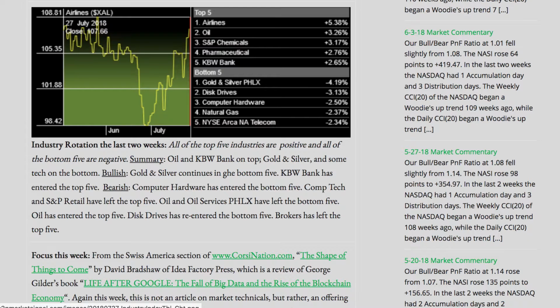Bearish, computer hardware has entered the bottom 5. Comp Tech and S&P Retail have left the top 5. Oil and oil services have left the bottom 5. Oil has entered the top 5. Disk drives has re-entered the bottom 5. Brokers has left the top 5.